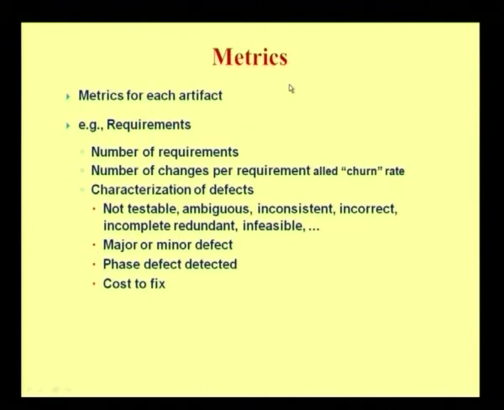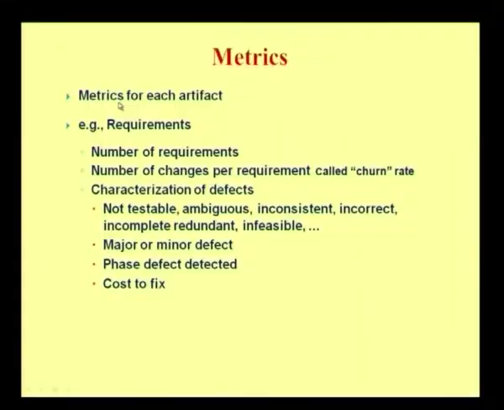As part of quality assurance, we also stick to metrics. These metrics, as I have already mentioned, are proposed in terms of correctness and in terms of efficiency also. Metrics are defined for each artifact. For example, in terms of requirements, the number of requirements, and the number of changes per requirement, which is called the churn rate, the characterization of defects, and all these metrics.